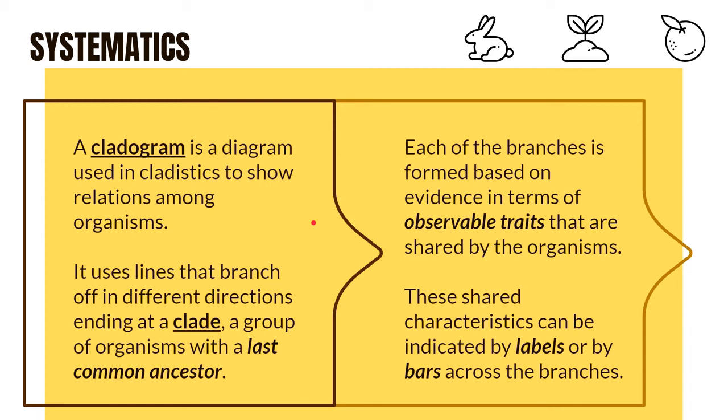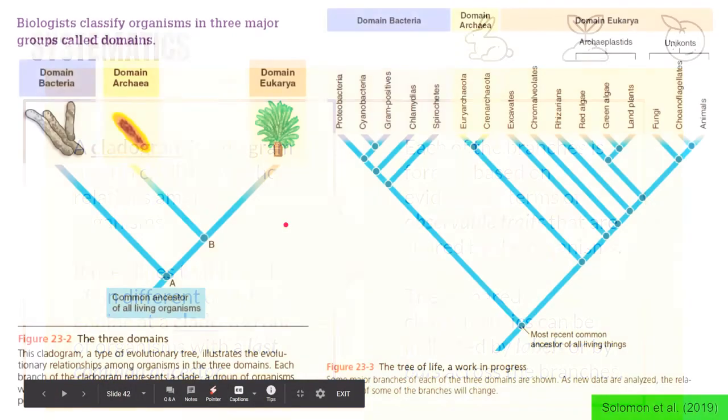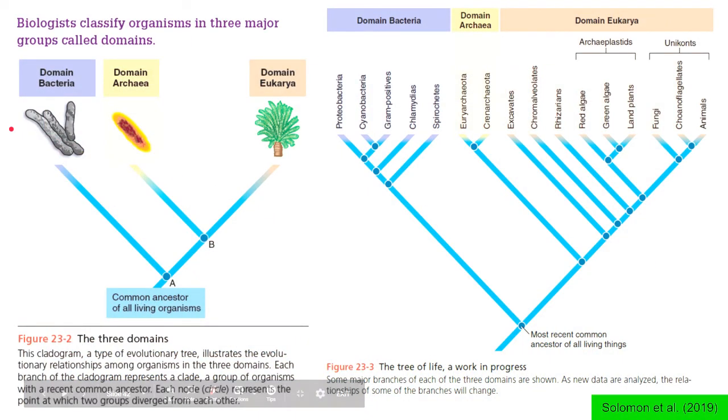Another tool that is used in systematics is the cladogram. It is a diagram that shows relations among organisms. It uses lines that branch off in different directions, ending at a clade. A clade is a group of organisms with a last common ancestor. So this is an example of a cladogram. This is the cladogram of the three domains of life. They are all placed here. So this is the clade. And then it shows us below their common ancestors.